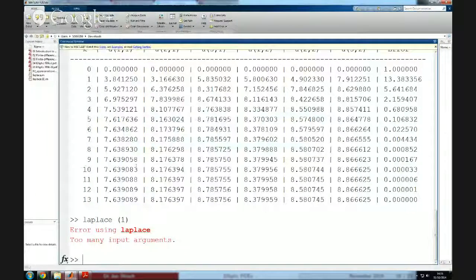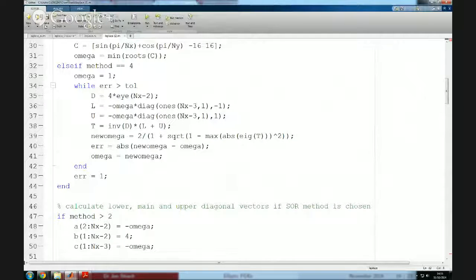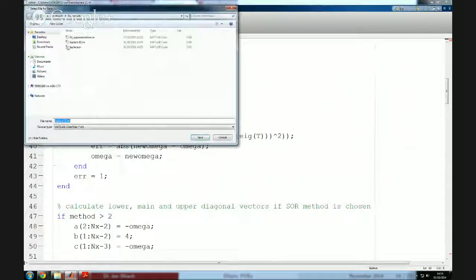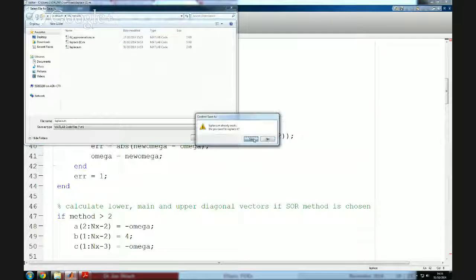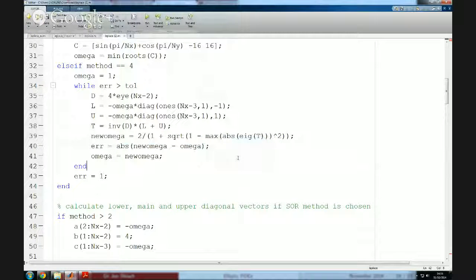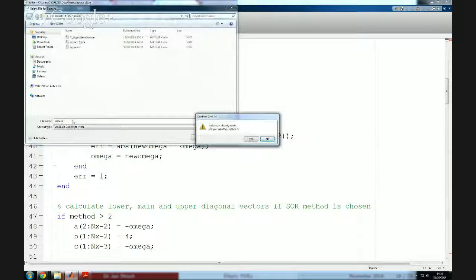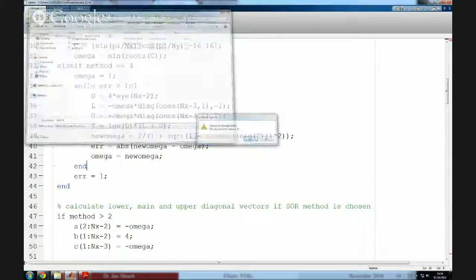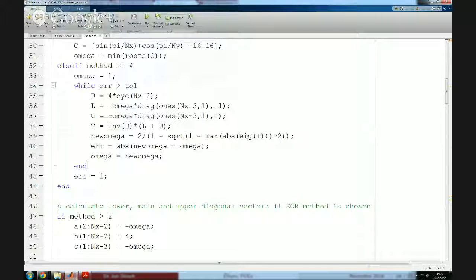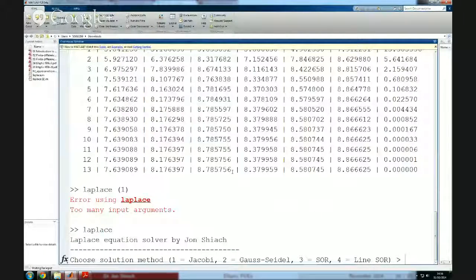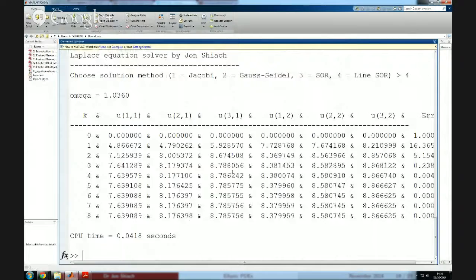Too many input arguments. The reason it hasn't worked is it's saved it with a space in the way. So I save it as Laplace. Yes, I want to replace it. And run. Okay, so I'm going to use the line SOR method.